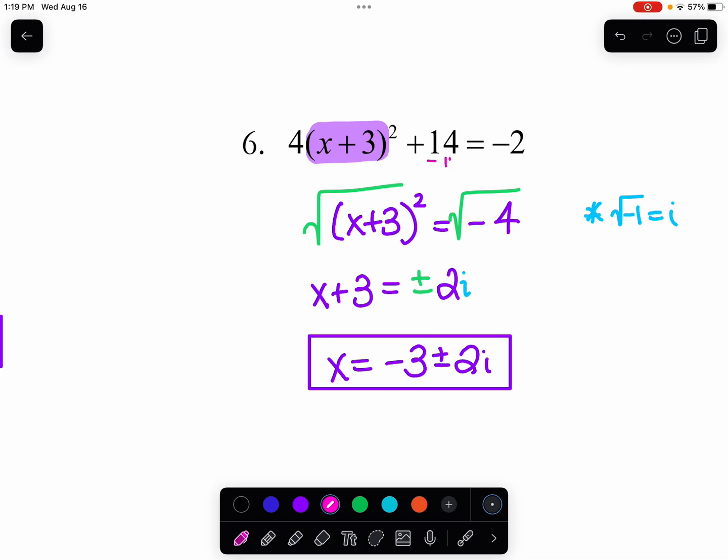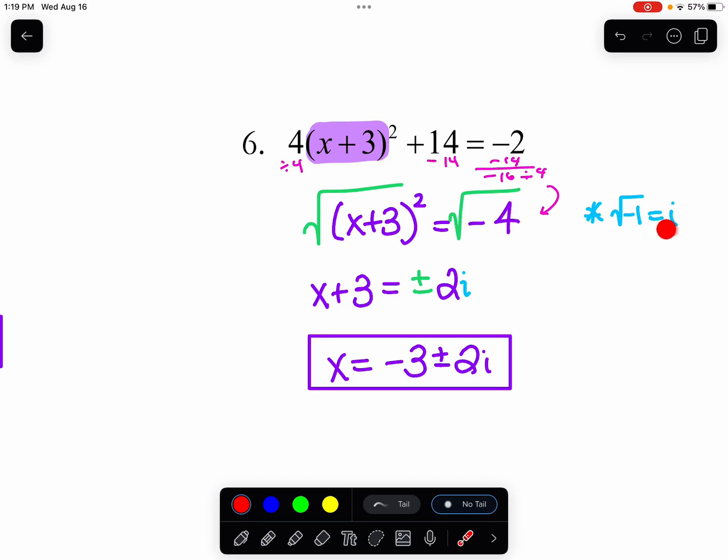Make sure you subtract the 14 first, and that's where we got the negative 16. Then we divide both sides by 4. And that's where we get that negative 4. So make sure you take the steps to isolate the squared term before you take the square root. Now in this case, remember, we can't take the square root of a negative in real numbers.